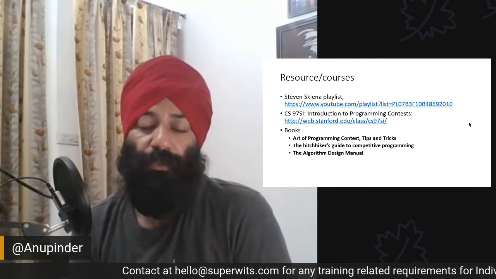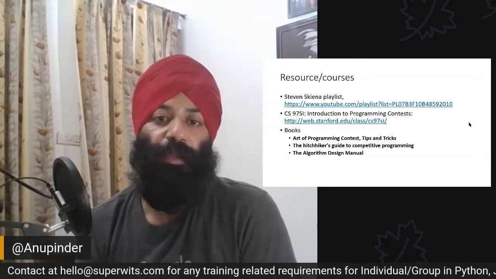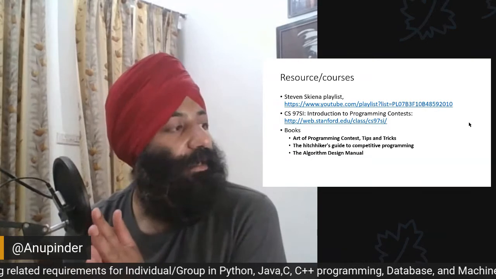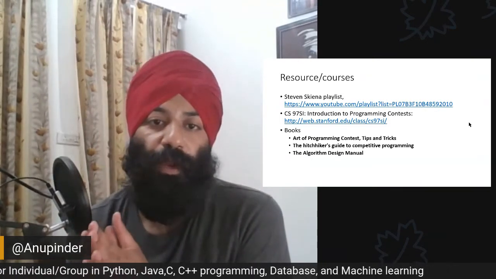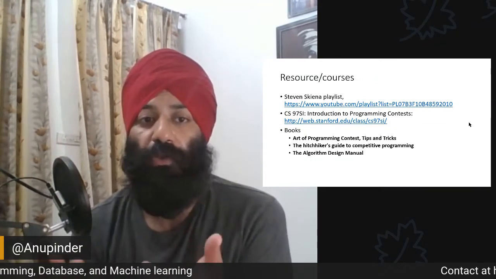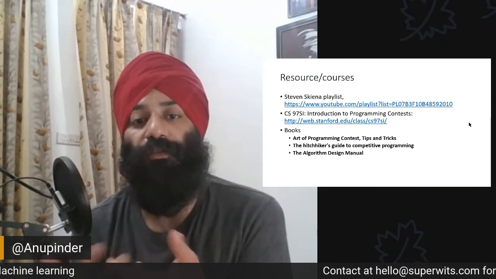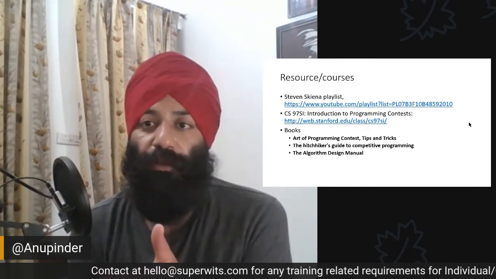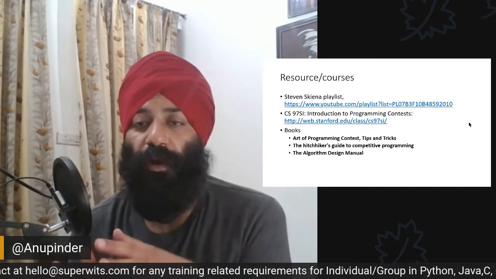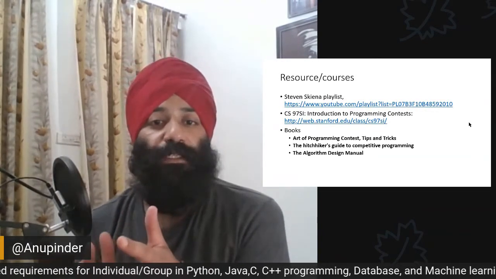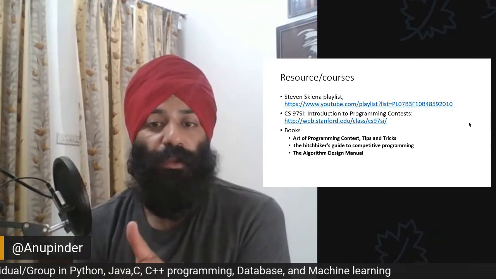There are certain books which you can follow. One is the Art of Programming Contest Tips and Tricks. Another is the Hitchhiker's Guide to Competitive Programming, and the Algorithm Design Manual. All these books are going to give you some insight into the different programming statements, algorithms, and all that stuff. So you should be following these resources as well. So that is there for your particular part.